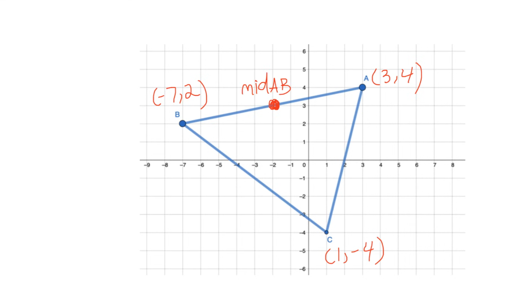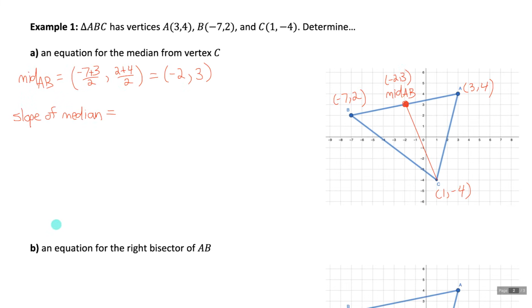So at this point, I could draw the median. That'll help me visualize it. It's going to go from C to the midpoint of the opposite side. So that's what the median looks like. I'm going to determine the equation of that median in the form y equals mx plus b. Now that I have the coordinates of the midpoint, I now have 2 points on my line. I have point C and the midpoint of AB. Those 2 points are both on the median, so I can now calculate the slope of the median by calculating the change in y over change in x.